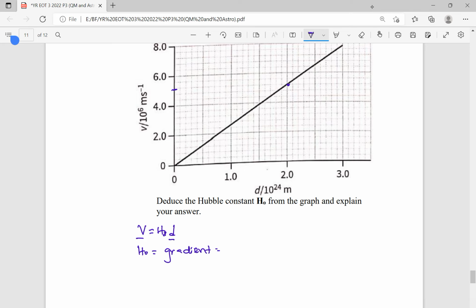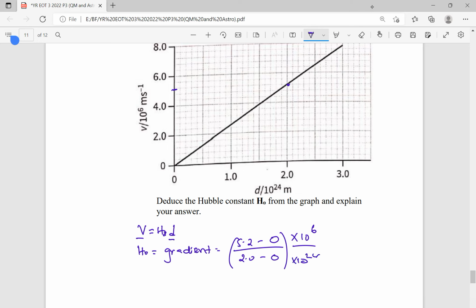1, 2, 3 times 3. So this is 5.2 minus 0 divided by, on the x-axis we have 2.0 minus 0. The numerator you have times 10 power 6. In the denominator you have times 10 power 24.